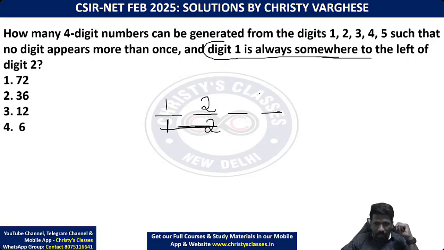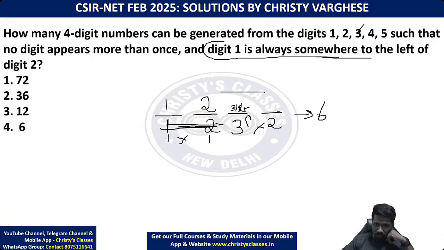For that, the remaining 2 digits can be filled in how many ways? Remaining 2 positions, there are 3 digits remaining: 3, 4, 5. So here you can enter 3 or 4 or 5. So 3 possibilities here, because 3 or 4 or 5. But the number used here cannot be used here. So 2 possibilities. The 1 and 2 can be fixed in only one way. So 3 into 2, 6 ways are there for this. This is 1 and 2 occupying the first and second positions respectively. For that, 6 possibilities are there.